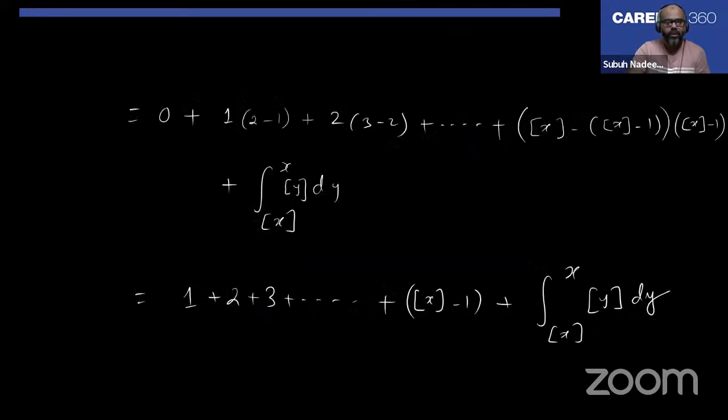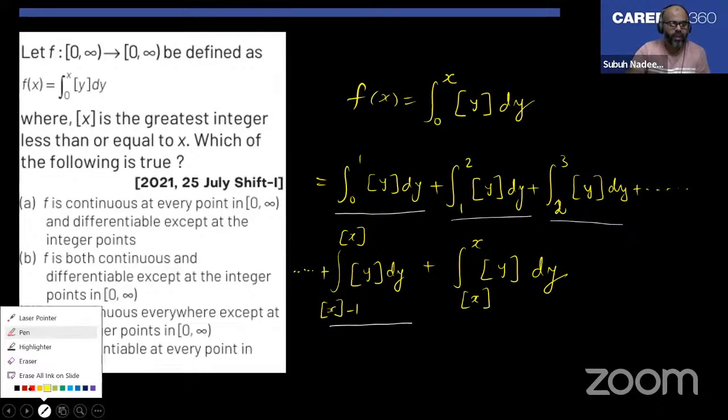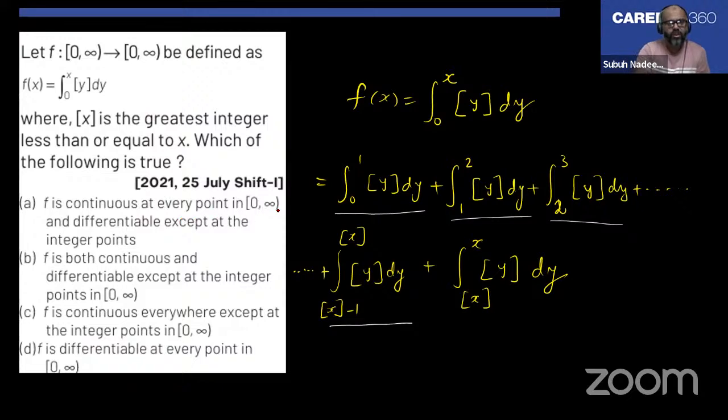So now if we look at the options, option A says that f is continuous at every point in (0, infinity) and differentiable except at the integer points. So first option itself is correct. F is both continuous and differentiable except at the integer points. This is wrong because it is continuous at the integer points. F is continuous everywhere except at integer points. See, this is also wrong. It is continuous at all points. F is differentiable at every point. That is also wrong. It is not differentiable at integral points. So we say that option A is the correct answer.